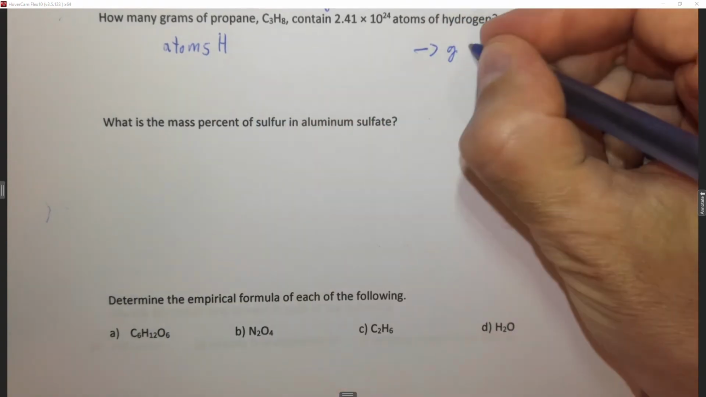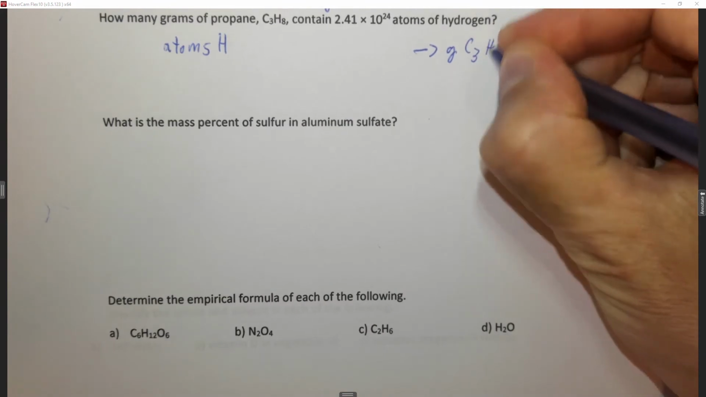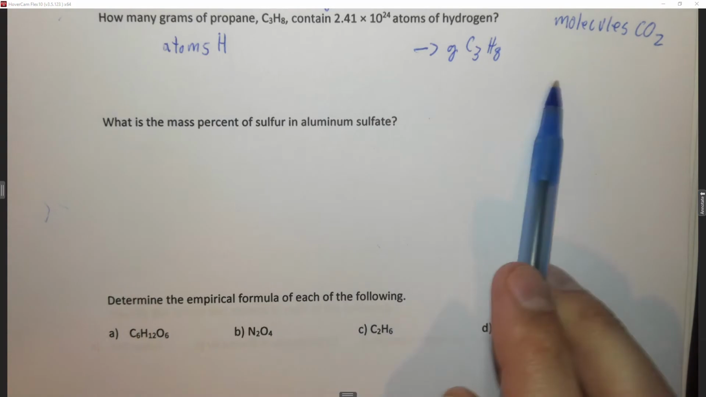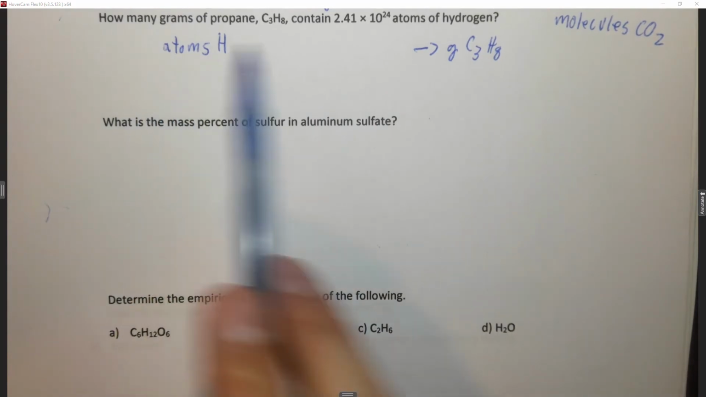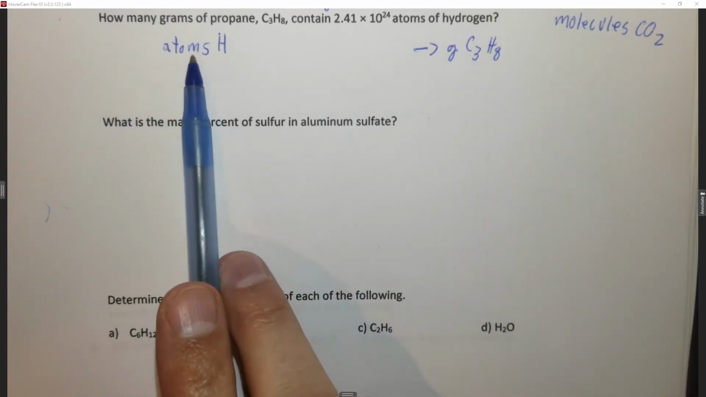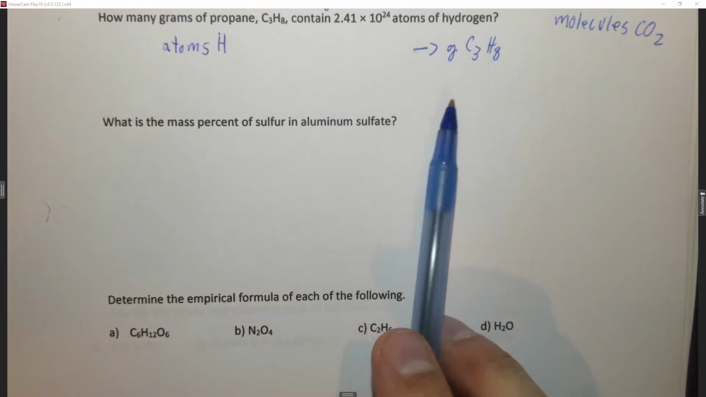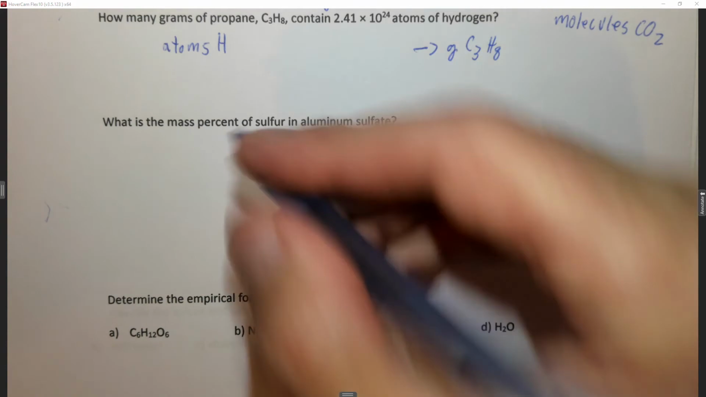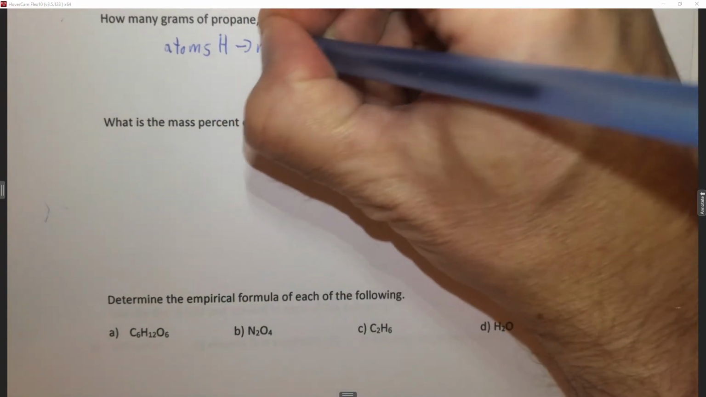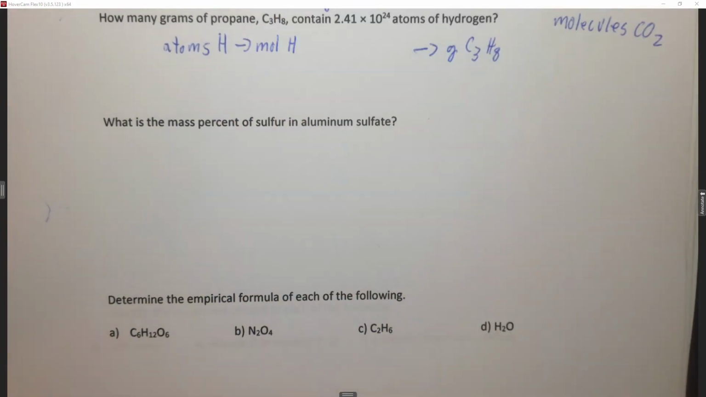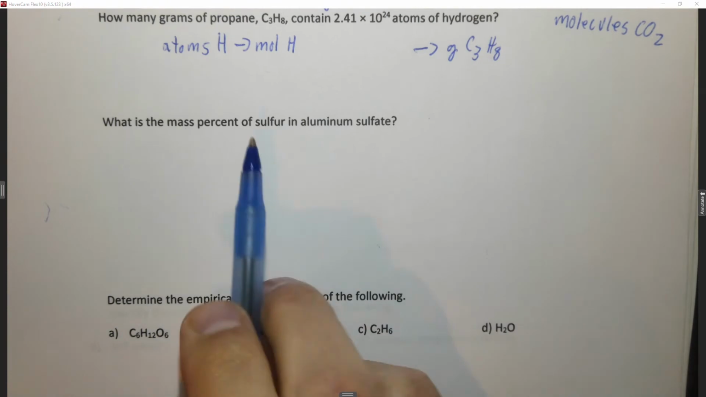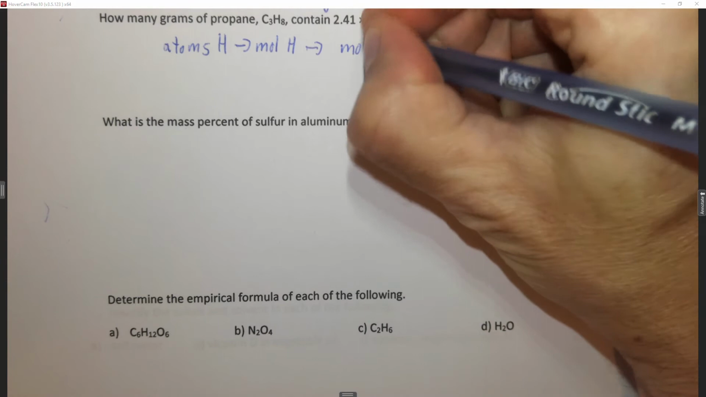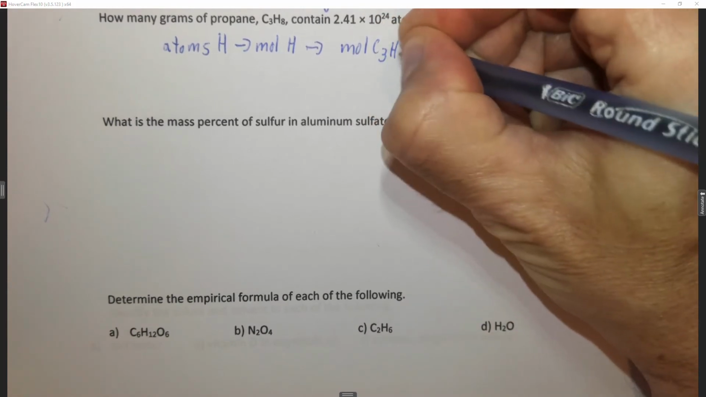And all the way over here at the end of the day, what we want is grams of propane, and propane, stuff you put in a barbecue grill, is C3H8. So this is clearly not a direct conversion. There's no direct equality between atoms of hydrogen and grams of C3H8. So we need to convert from atoms of hydrogen first to moles of hydrogen. So once we have moles of hydrogen, we can convert that to moles of C3H8.